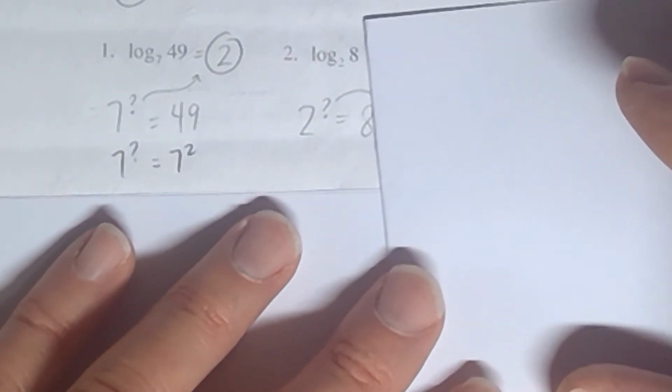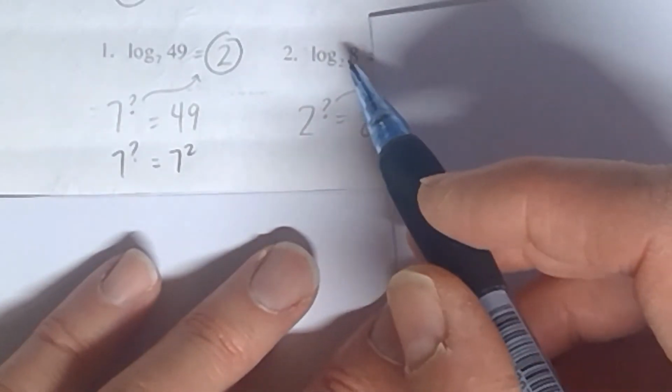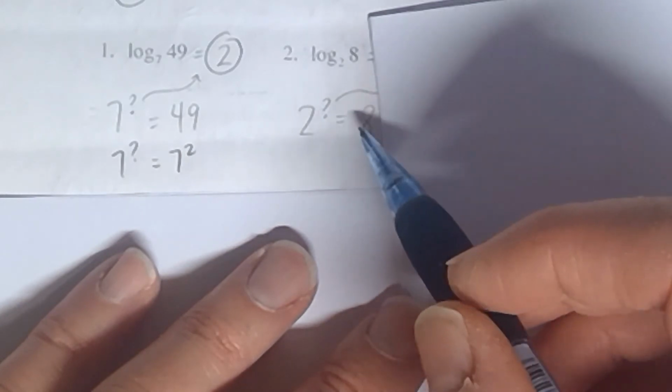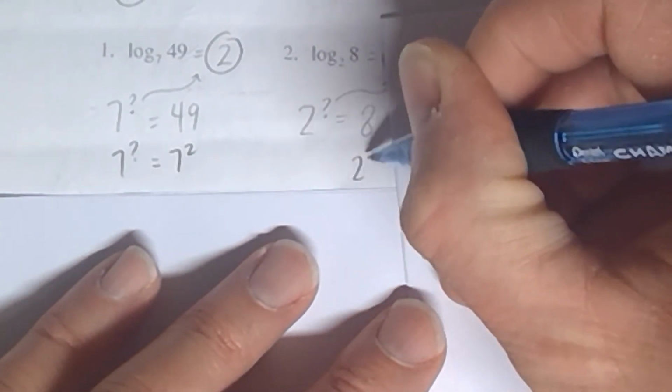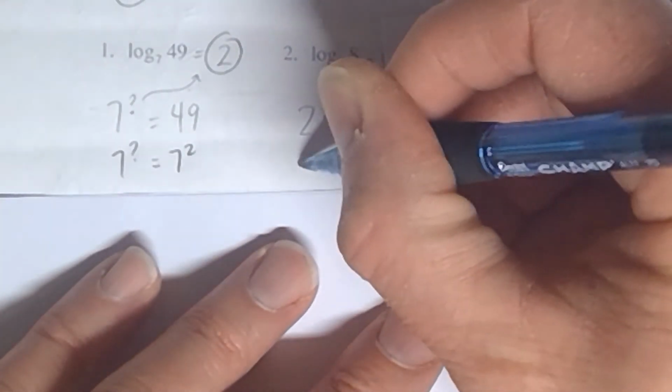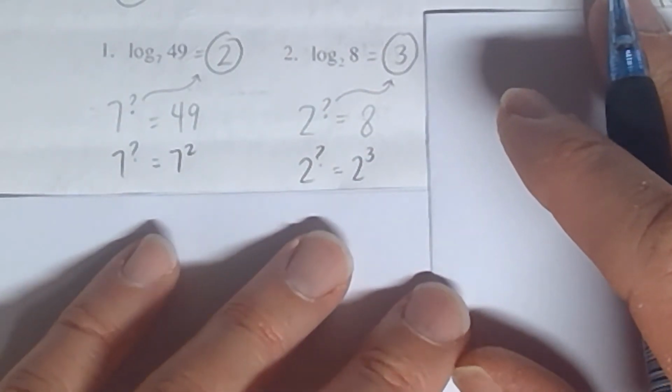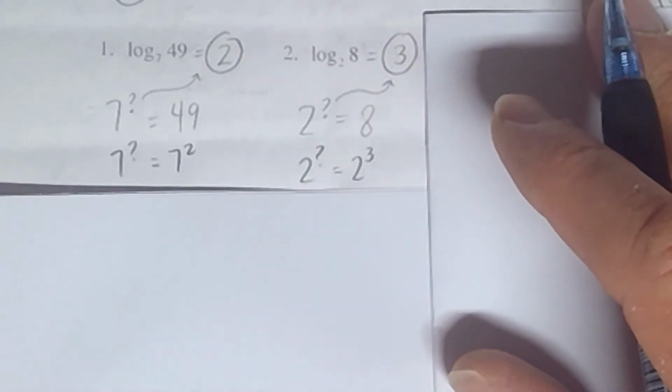All right, moving forward here, number 2. Again, same idea here. 2 is your base. 8 is the answer or the product term. What's the missing exponent? Well, since 8 is the same thing as 2 to the 3rd, 3 then is your missing exponent.